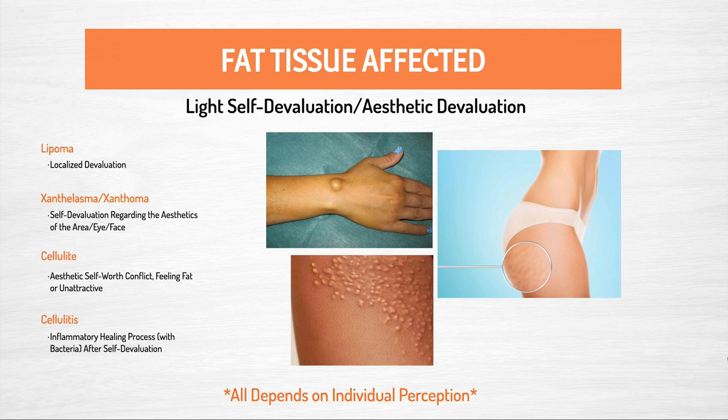And then the fat tissue as well. And so this is a light self-devaluation, or an aesthetic devaluation. Lipoma. So you can see a lipoma on the wrist in that image; xanthelasma, so self-devaluation regarding the aesthetics of the eyes or the face region; cellulite.